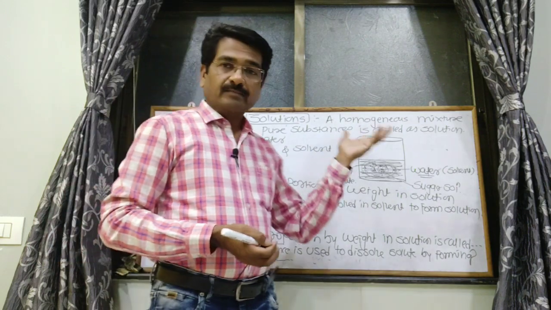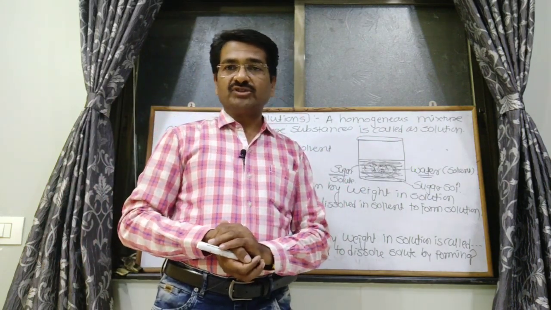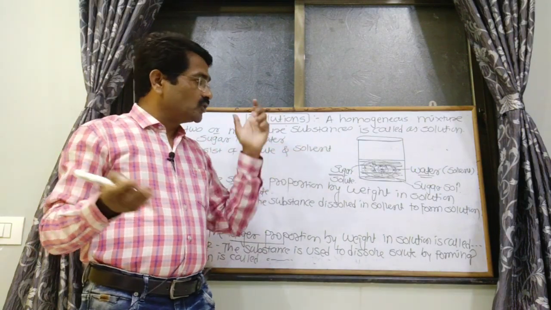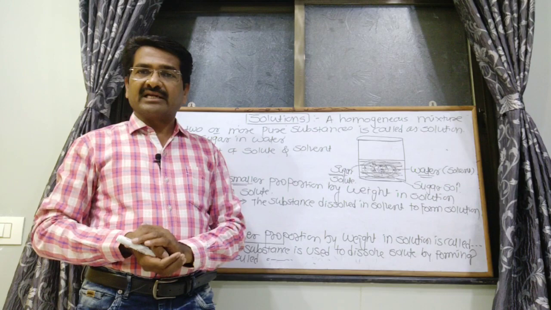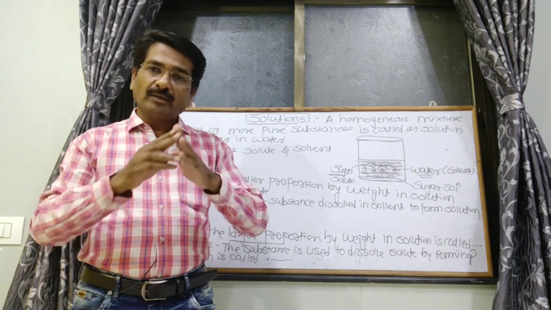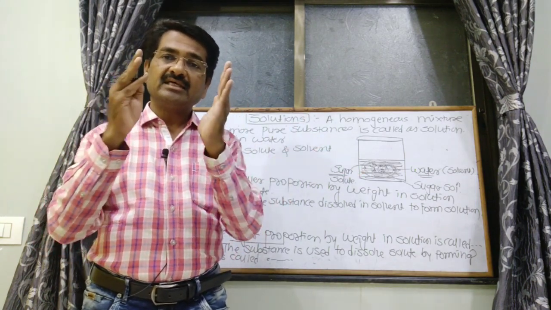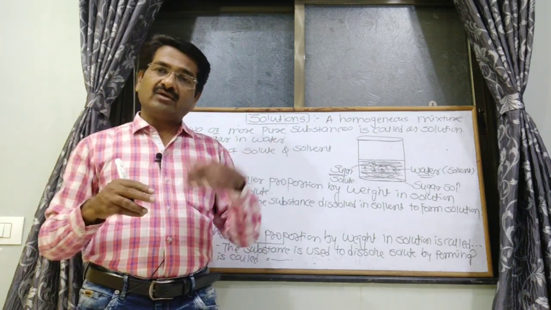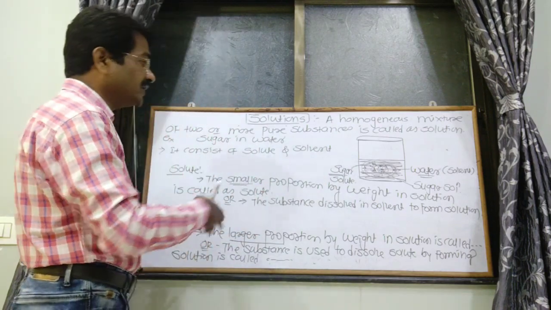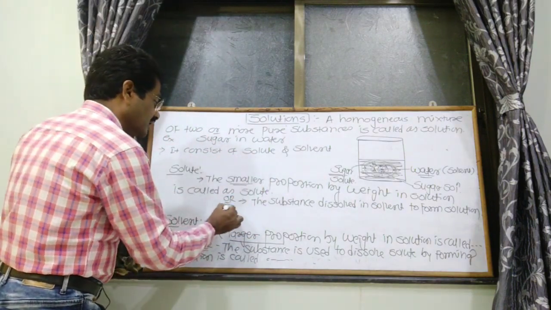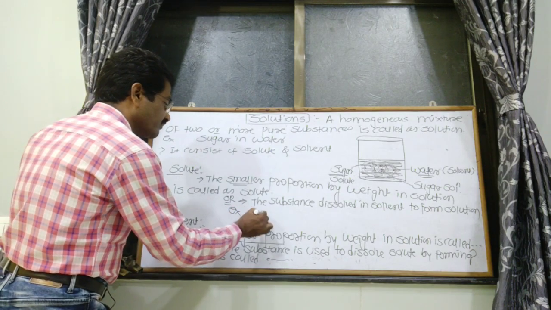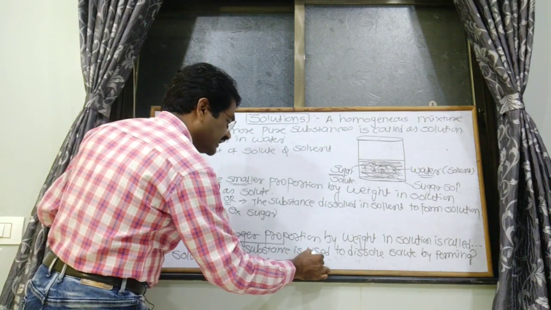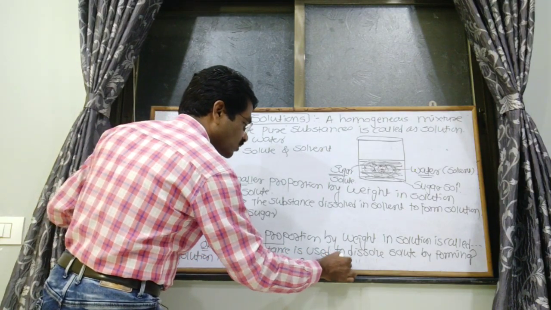Whenever you take any solution, it consists of two parts: one is the solute and another is the solvent. Generally, both are homogeneous and cannot be separated easily or by simple methods. For that purpose, you require chemical methods. So in this example, the solute is sugar and the solvent is water.